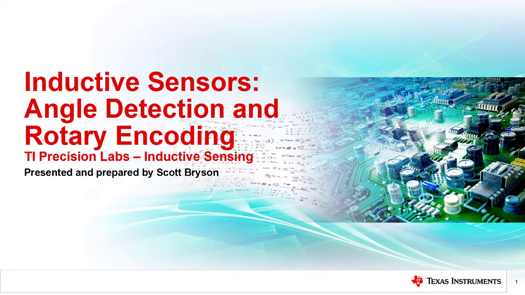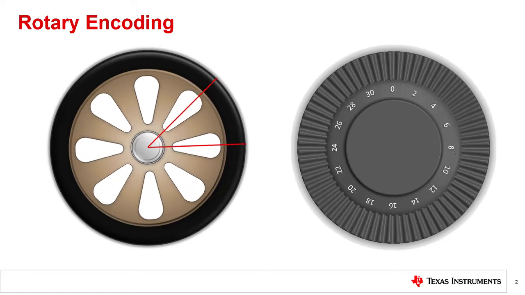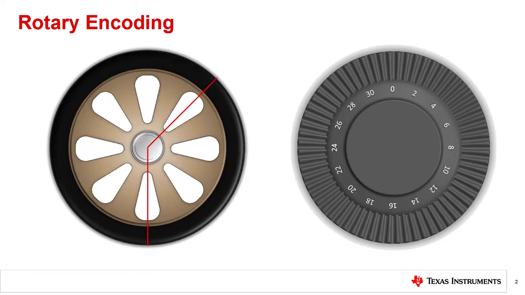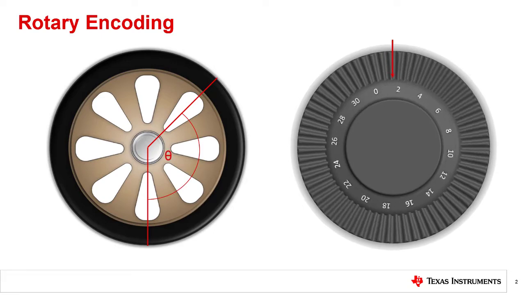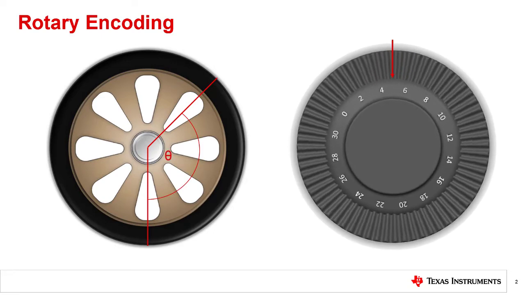In this video, we will discuss how inductive sensors can be used for absolute angle measurements as well as for incremental encoding. Rotary encoding is a method used to detect position changes for a rotating object such as a wheel or knob. For example, we might want to monitor absolute alignment of a wheel where we need to determine any angular position precisely, or we might want to observe fixed incremental steps on a knob in either the counterclockwise or clockwise directions.